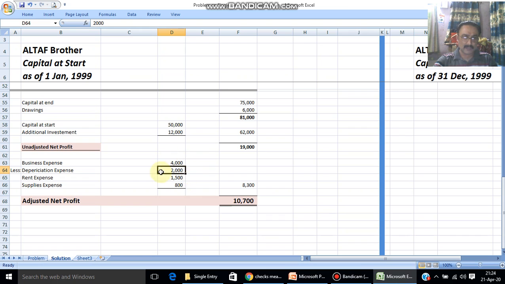Then we will calculate all these expenses. This would be equal to 8,300 rupees. Now come towards the problem. Unadjusted profit was 19,000 rupees and 8,300 rupees were our expenses. Then we will deduct these expenses from our unadjusted net profit. We will have adjusted net profit at the end. So this is, guys, all the requirement.